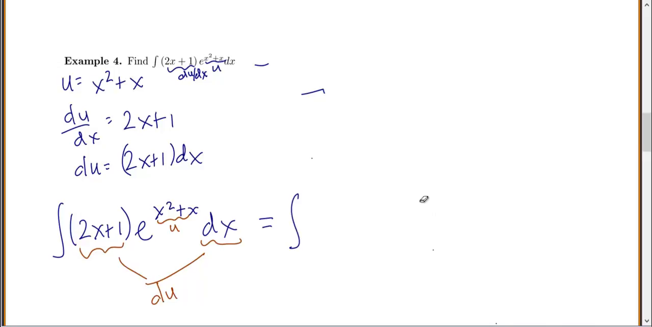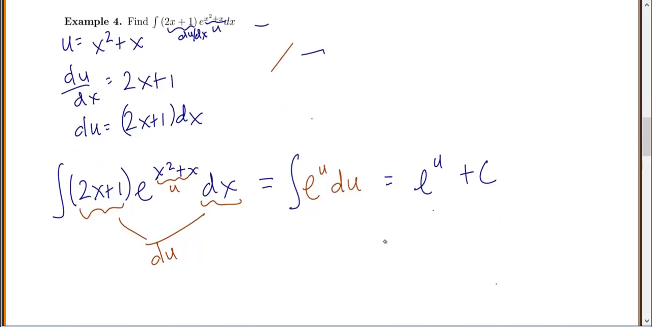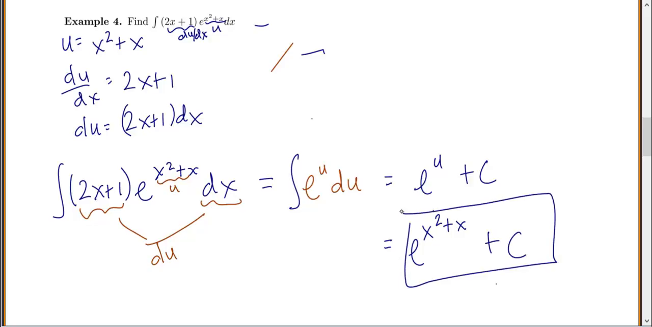Let's condense that. So my integral simplified from this very complicated thing to just the integral of e to the u du. Again, that 2x plus 1 and the dx together made my du. So when I integrate that, the integral of e to the u is just e to the u plus c. And as our final step, remember I started with the x's, I should finish with x's, so go ahead and plug u back in. u equals x squared plus x, so this is e to the x squared plus x plus c. And that is my final integral.